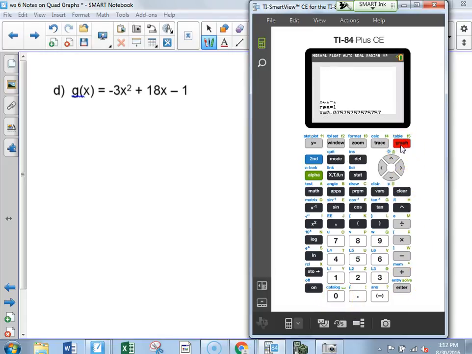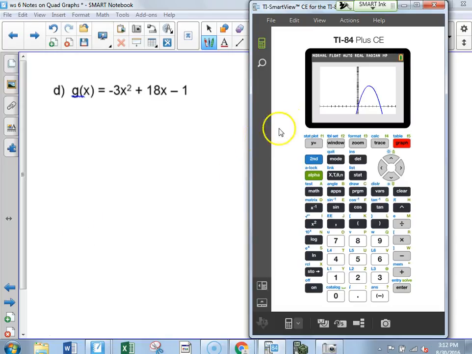What did I look at? 100. There's a bump in my parabola. It's not a super big bump, but there is a bump right here. It's not very straight at all.